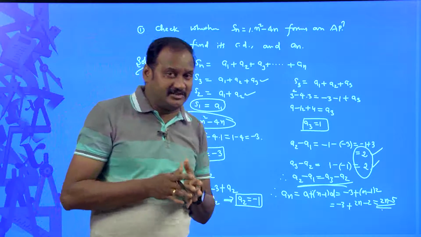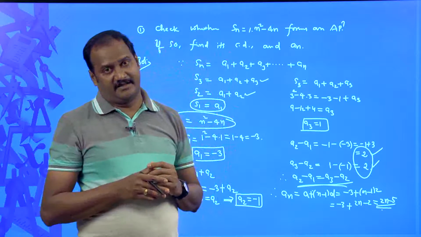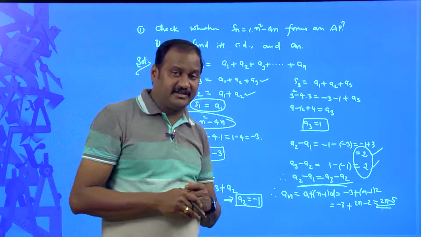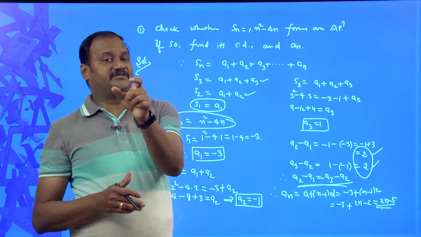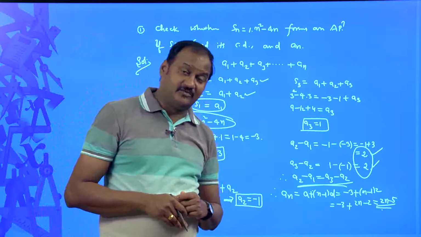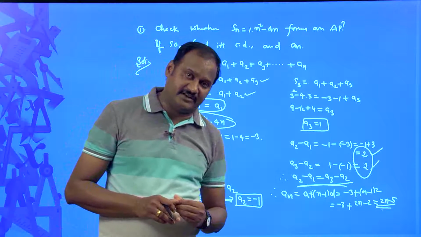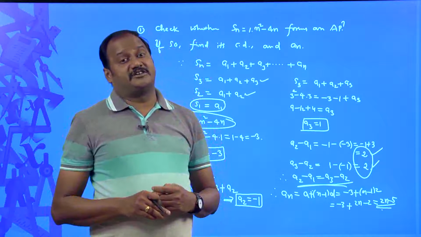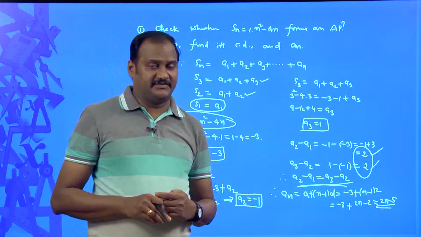So, the sum to n terms of an arithmetic progression will always be a second degree expression without a constant. And when it is the sum to n terms of an arithmetic progression, the common difference can be calculated easily just by taking the coefficient of n square multiplied by 2. So, twice the coefficient of n square would be the common difference when the sum to n terms is given. And when the nth term of an arithmetic progression is given, the common difference would be the coefficient of n, and it is a linear expression, which would be the nth term of the arithmetic progression.